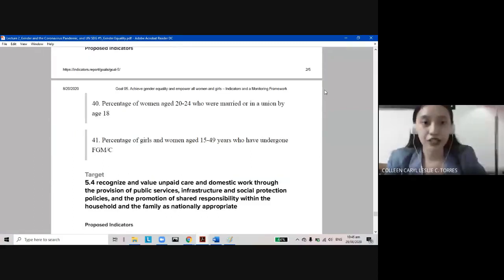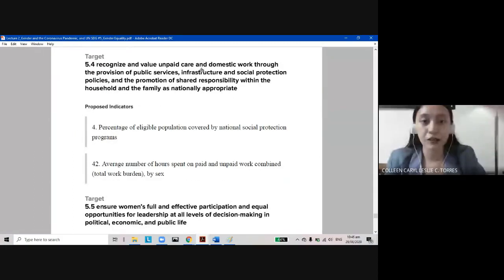Another indicator for gender equality is to recognize and value unpaid care and domestic work through the provision of public services, infrastructure, and social protection policies, and the promotion of shared responsibility within the household and the family as nationally appropriate. To look at earlier in the video on the United Nations, we saw that there was an illustration of a family, wherein the mother eventually worked and the father helped out in taking care of the children.